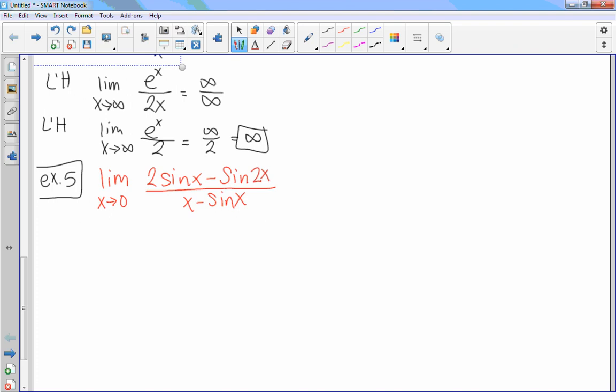First, you have to actually verify it's an indeterminate form. You either get infinity over infinity or 0 over 0. So L'Hopital's rule only works with quotients. Okay, yeah. That'll be undefined because of division by 0.